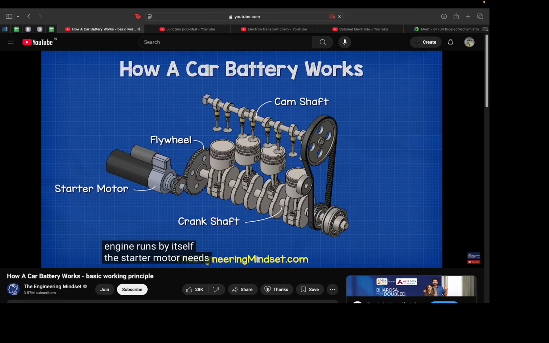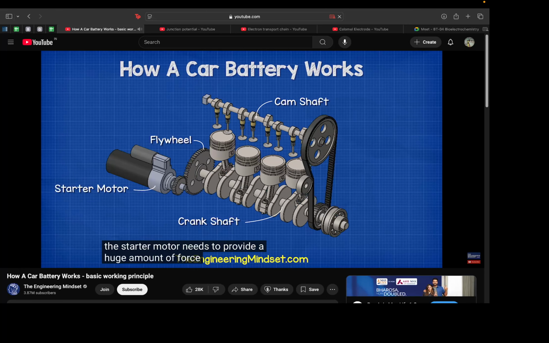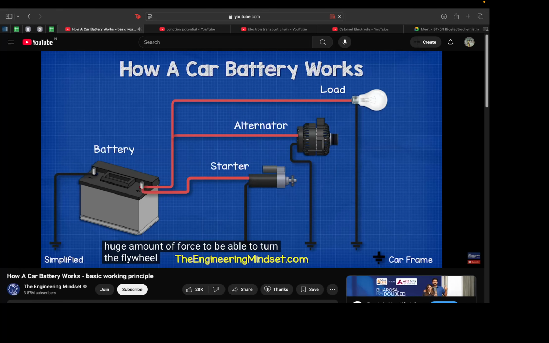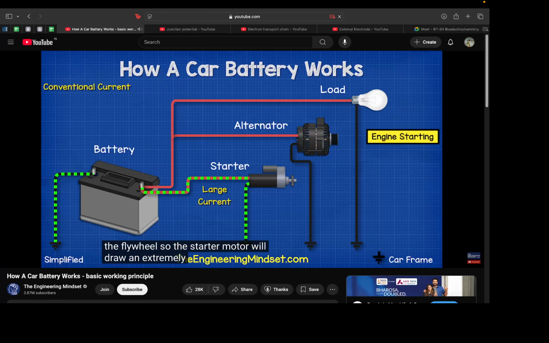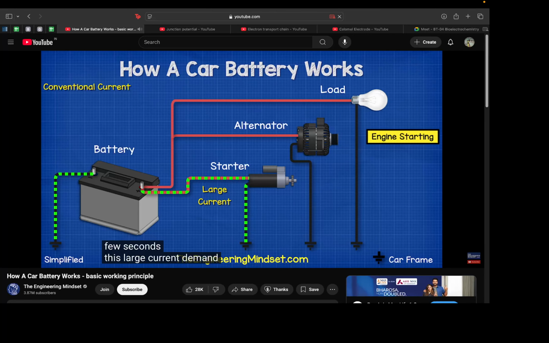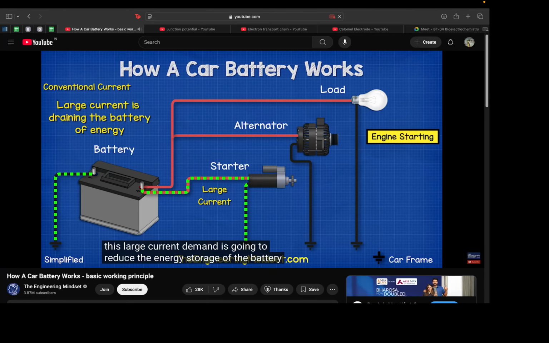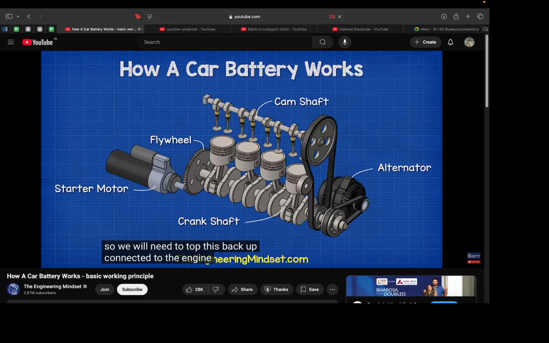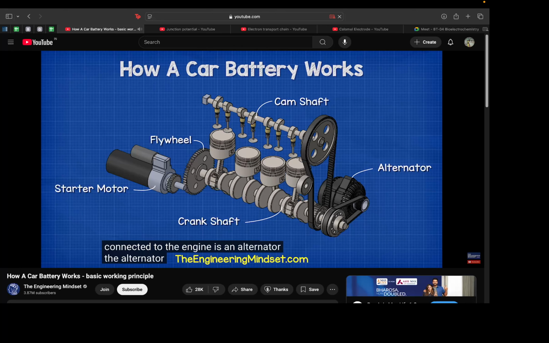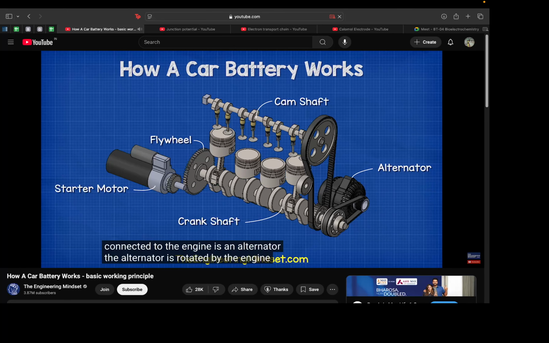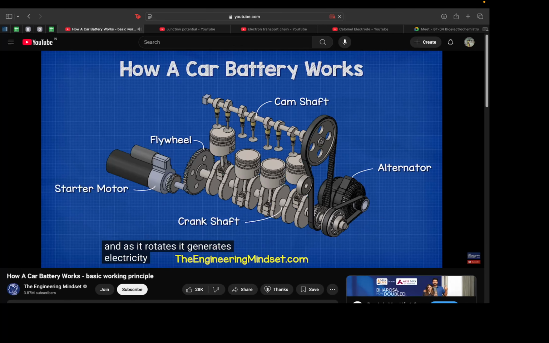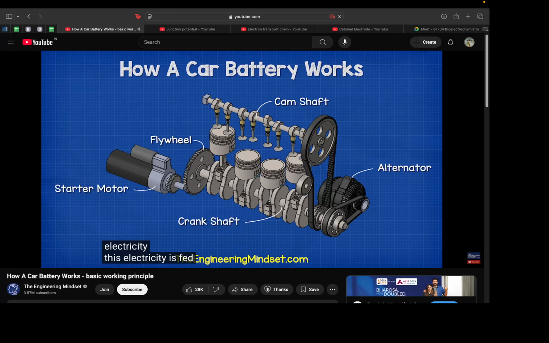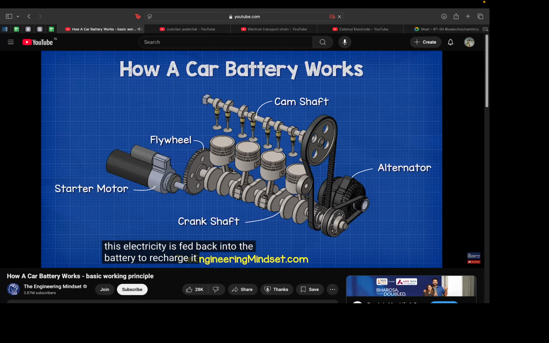The starter motor needs to provide a huge amount of force to be able to turn the flywheel. So the starter motor will draw an extremely large current, possibly hundreds of amps, but this is only for a few seconds. This large current demand is going to reduce the energy storage of the battery, so we will need to top this back up. Connected to the engine is an alternator. The alternator is rotated by the engine, and as it rotates, it generates electricity. This electricity is fed back into the battery to recharge it.